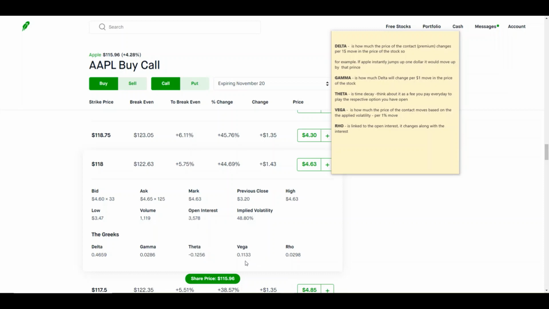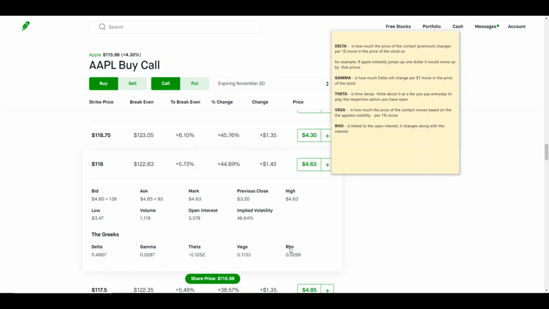All right, let's talk about vega. Vega is basically how much the contract price will move based on implied volatility. As you can see, Apple's implied volatility, the IV, is pretty high today because Apple has earnings after hours. So vega is just saying that I'm going to move based on a 1% move on the IV.